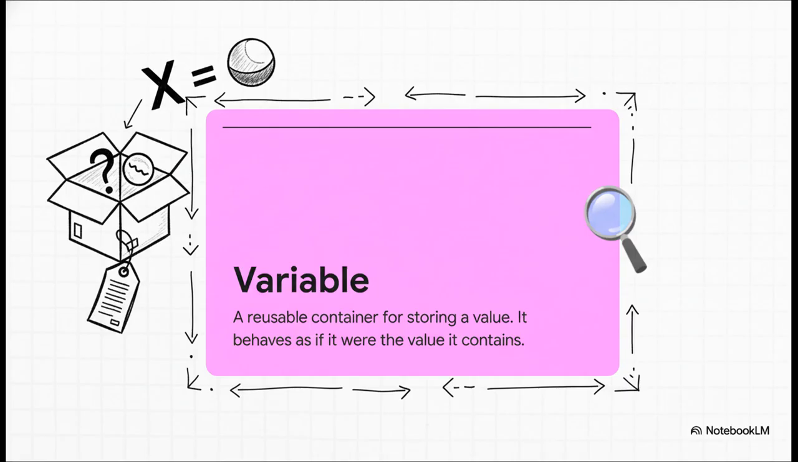Just think of a variable as a labeled container, like a little box where you can store one piece of information. You know, if you remember X from algebra class, it's the exact same idea. The letter X wasn't really a letter, was it? It was a placeholder for some number. That's all a variable is in coding, a placeholder for a value.